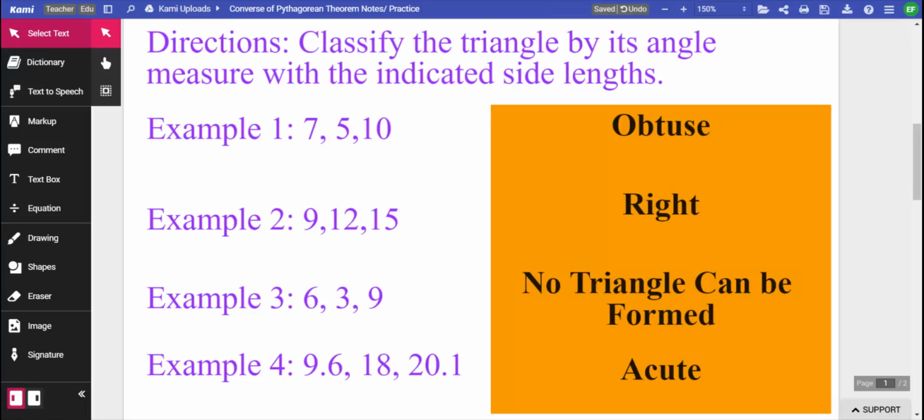So you can go ahead and check your answers here. Our first example should have come up as obtuse. The second one is a right triangle. Our triangle inequality theorem told us that example 3 did not work. If we add 6 plus 3, that is equal to our third side length of 9. So therefore, a triangle cannot be formed. And then our last example, example 4, comes out as acute.